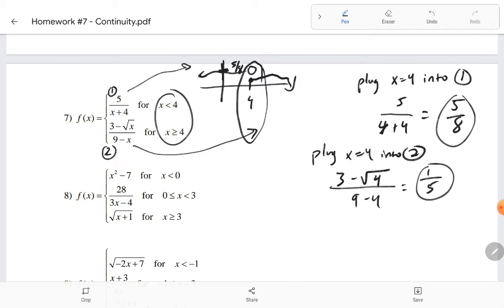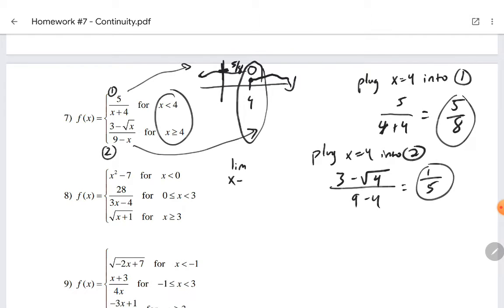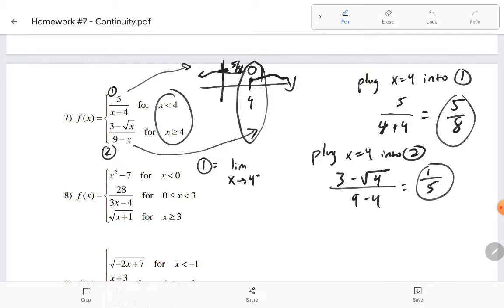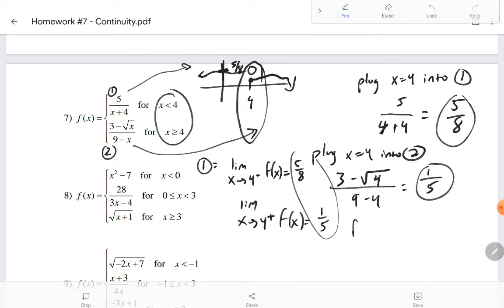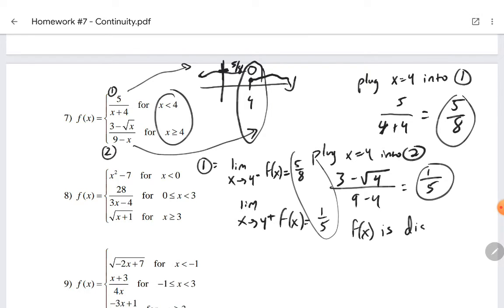So we can say the limit, since the directions ask for the left and right limit, so the limit as x approaches 4 from the left, which is equation 1 essentially, right? This is talking about case 1, or the first equation up there. So the limit of the function is, we said, 5/8. The limit as x approaches 4 from the right of the same function is, we said, 1/5. And since these two are not the same, we can say f of x is discontinuous at x equals 4.